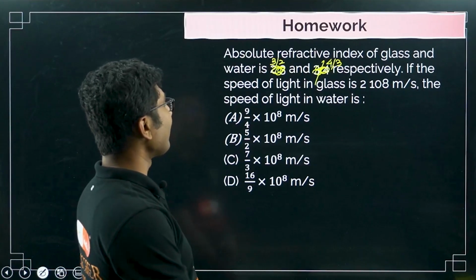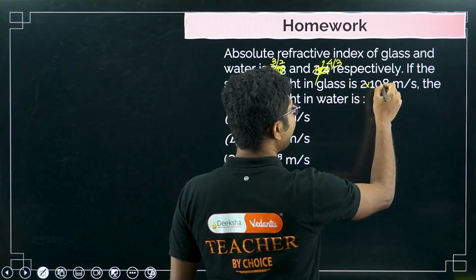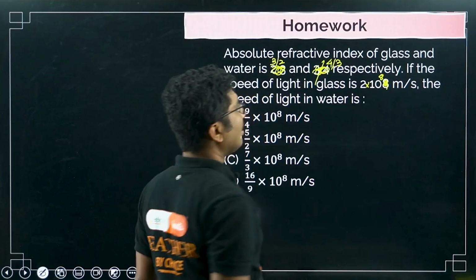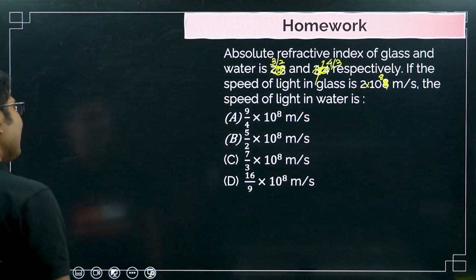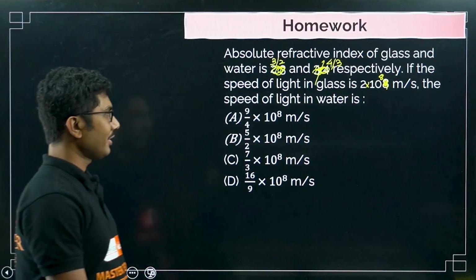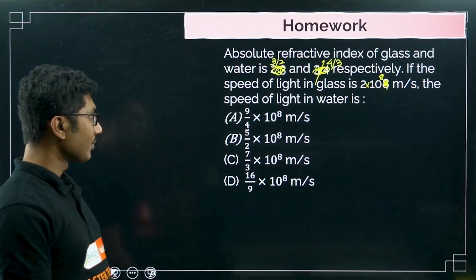If the speed of light in glass is 2 times 10 to the power of 8 meter per second, the speed of light in water is? You have to calculate the speed of light in water. Try to calculate this and let me know the answer.